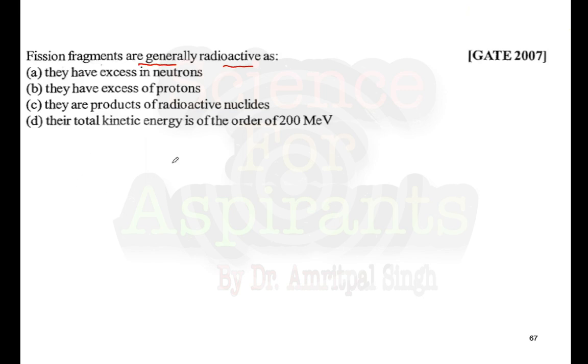Yes, we know that from the stability belt, we can see that for the radioactivity phenomenon, the ratio of neutron to proton should be greater than 1.5. The fission fragments are generally radioactive because their neutron to proton ratio is almost 1.5, that is, they have 1.5 times the number of neutrons compared to protons. Having an excess number of neutrons, they are radioactive. So option A is the correct option.